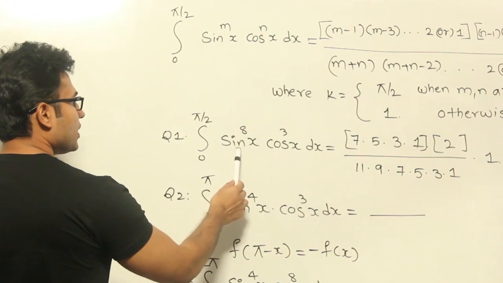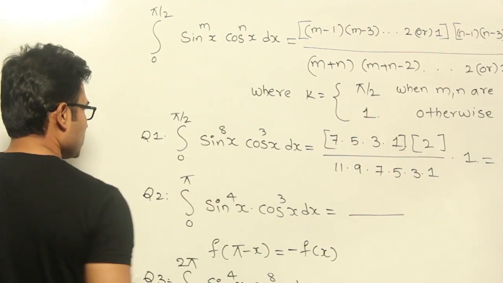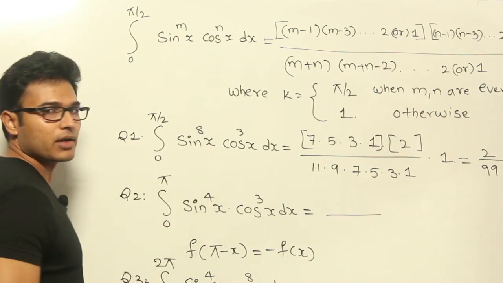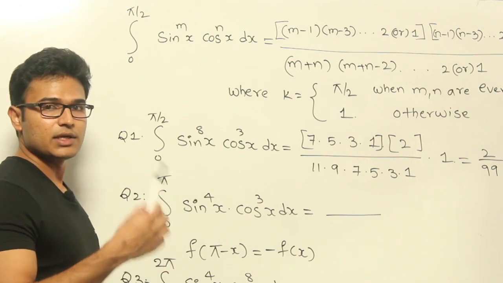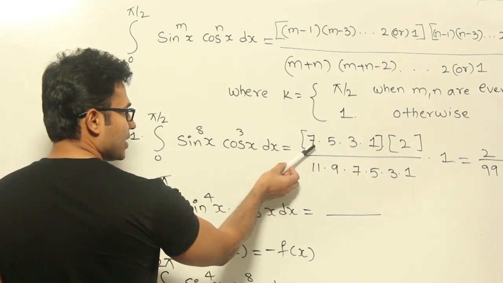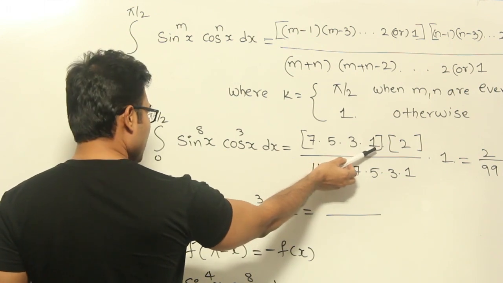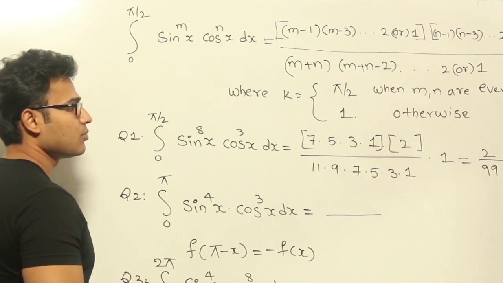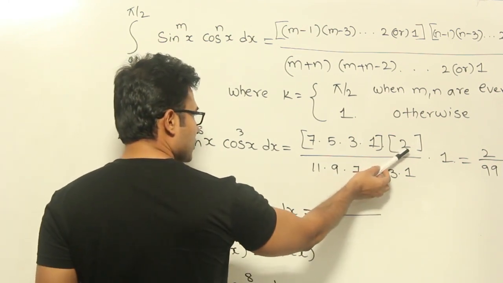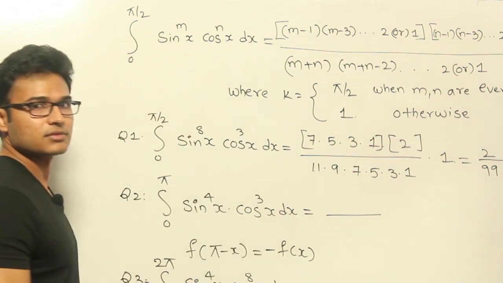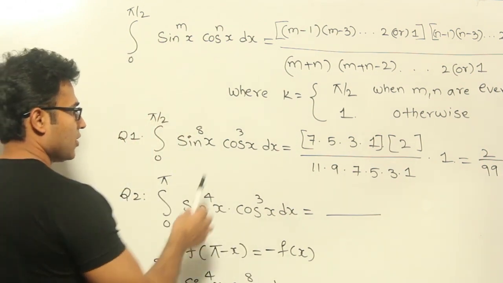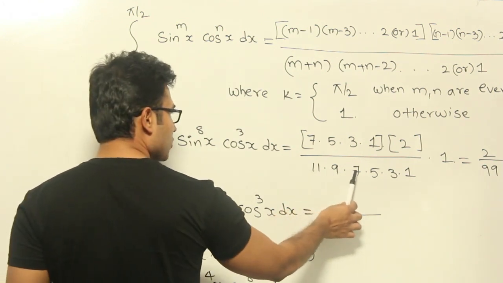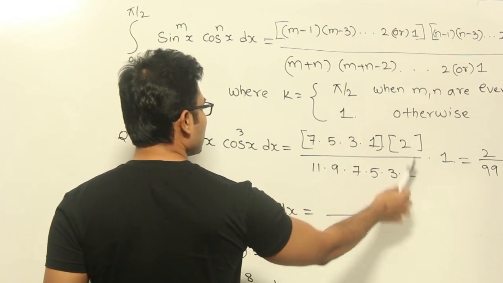Okay, now let's look at some examples. Integral 0 to pi by 2 of sin power 8x into cos cube x dx. How to solve it: start with m minus 1 and decrement by 2 each time, until you reach 2 or 1, and again start with n minus 1 and keep decrementing by 2. If I start with n minus 1, it is going to be 2, so you stop there. Got it? And in the denominator you start with m plus n, which means 11, and keep decrementing by 2: 11, 9, 7, 5, 3, 1.